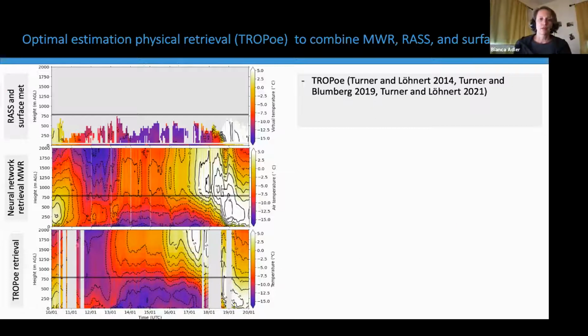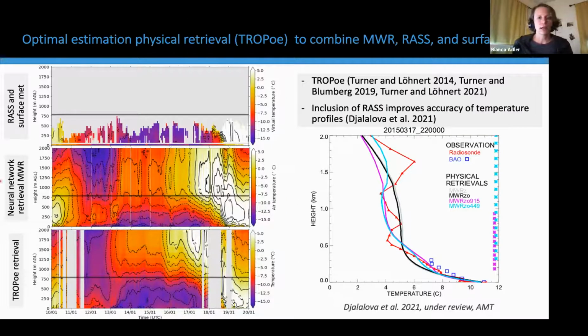And what the retrieval does is that it combines the information from the different instruments, and it then tries to find the temperature profile that best satisfies the information from all the instruments. And then when you compare the temperature structure retrieved with TROPoe, you can see that it's now different from the one obtained with the microwave radiometer alone. Like the stratification or the temperature in the lower few hundred meters now more resembles the RASS than the microwave radiometer.